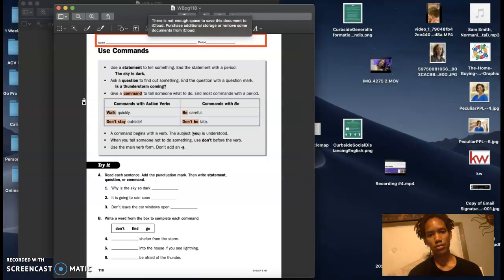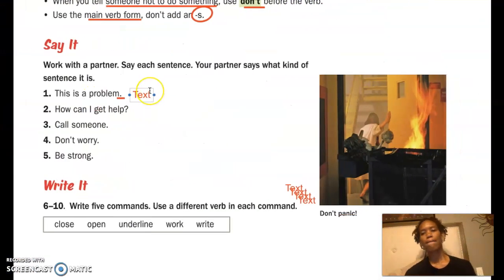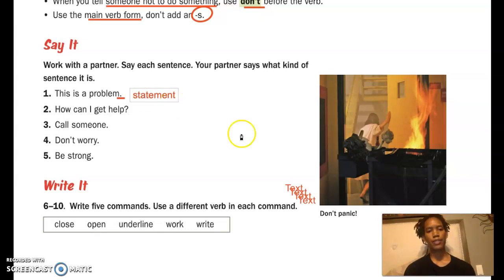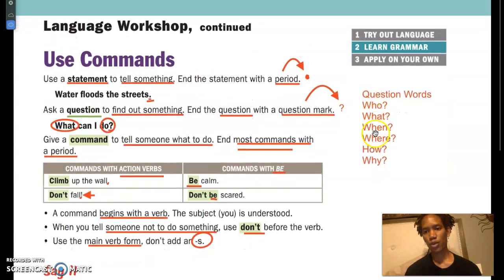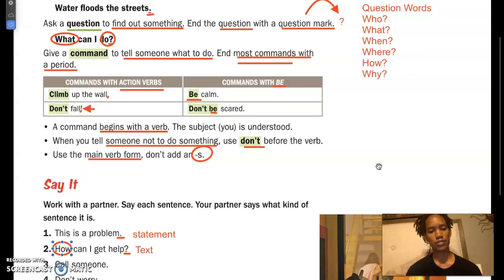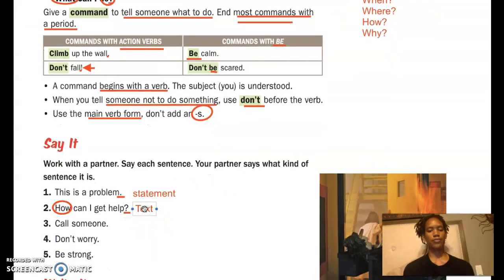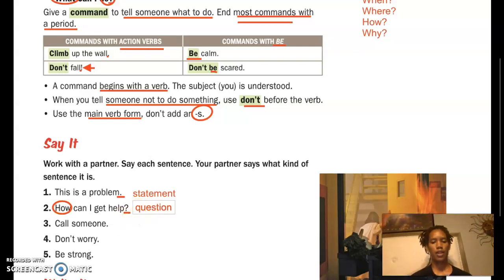What happened? Okay, it's just telling something. All right, so this is a statement. Okay, number two, how can I get help? Well, it has a question mark. It has one of our question words, how, right? Who, what, when, where, how, why? Yeah. So this is what? This is a question.